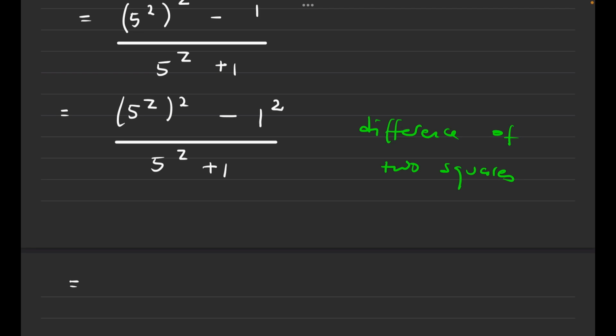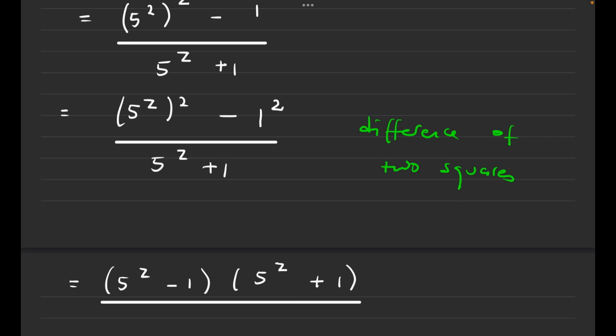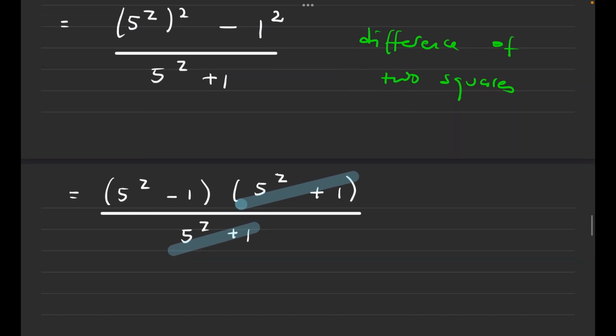so now this is going to equal 5 to the power z minus 1 times 5 to the power z plus 1. So these are the brackets that we get from the difference of 2 squares. Then divided by 5 to the power z plus 1. And as you guys can already see, this is going to divide with this over here. Okay, and then I'm left with 5 to the power z minus 1, right?